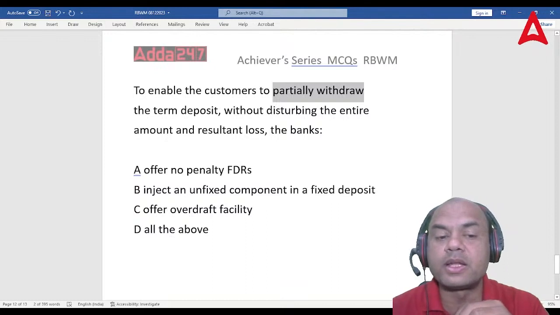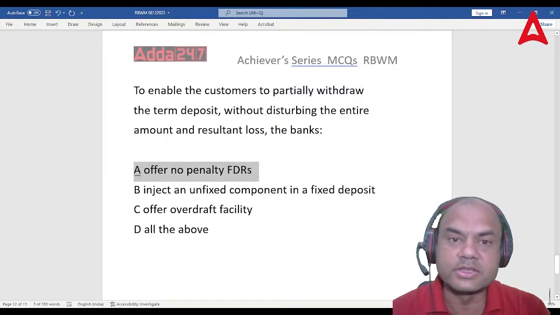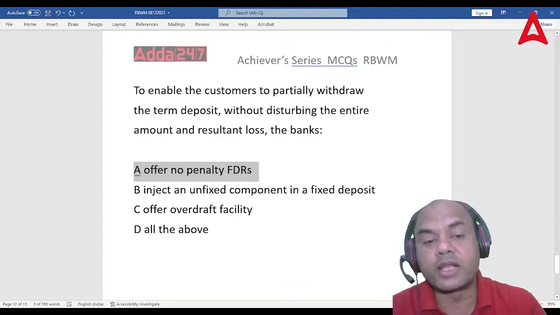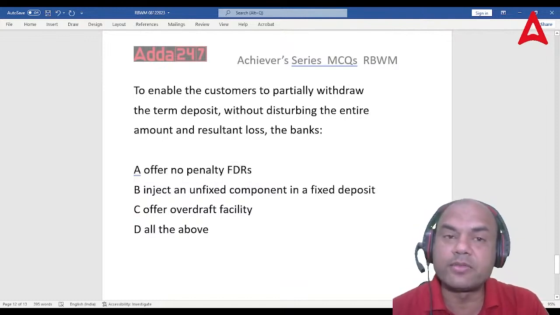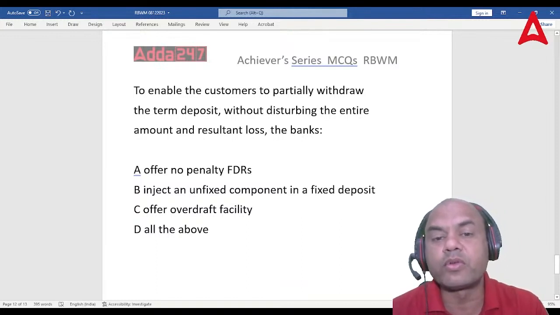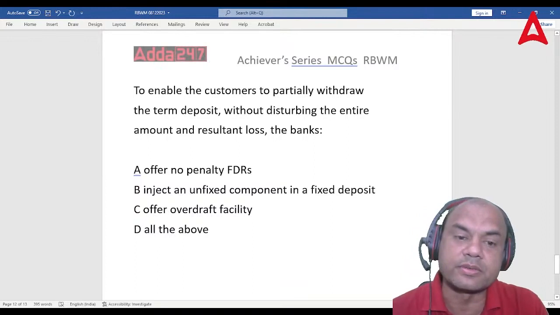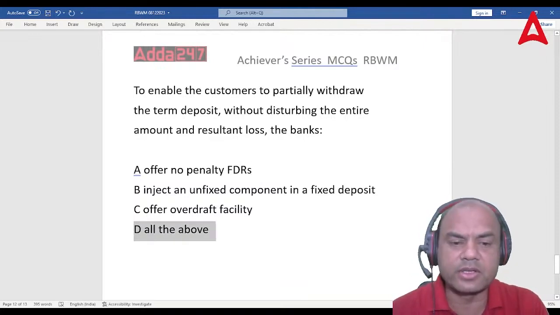If I offer no penalty FDR, what happens? The customer will be able to withdraw all the FDs. He'll be withdrawing the full FD. So that is also one thing. Or even the customer can withdraw partial FDs also, because I have seen that also. Suppose if 1 lakh FD, I want only 40,000. Customer will withdraw 40,000, make another FD for 60,000. Inject an unfixed component. So that is also injected. And offer an overdraft. So the answer will be actually all of the above.